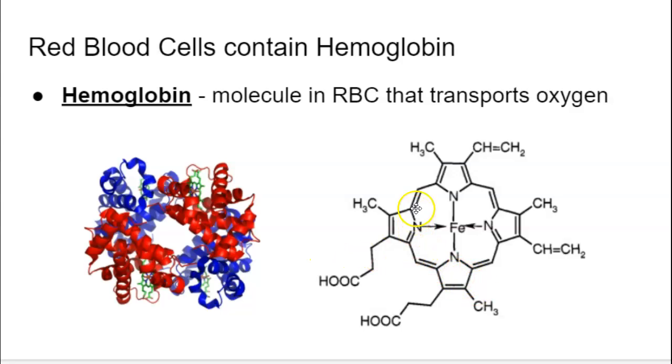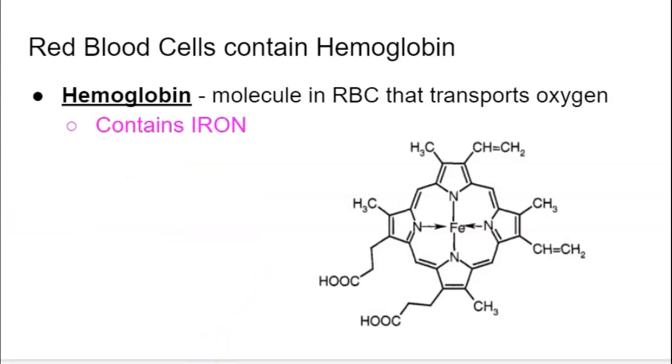So hemoglobin is a molecule. Remember, everything's made up of atoms, and so this molecule has some carbon, some hydrogen, some oxygen, some nitrogen, and then you'll notice it has iron in the middle of it. And that iron is super important. That iron is going to help it actually carry the oxygen. So this is a kind of computer model of what that hemoglobin molecule looks like. Lots of different twists and turns there. So the important thing here is that it contains iron.